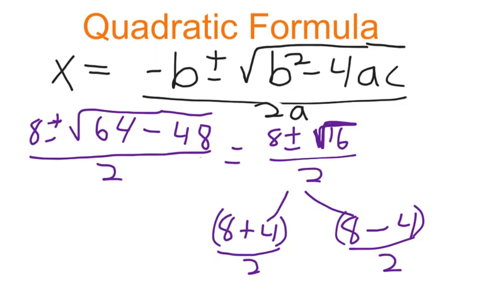So 8 plus 4 is 12. 12 divided by 2 is 6. 8 minus 4 is 4. 4 divided by 2 is 2. So my two solutions are x equals 6 and x equals 2.